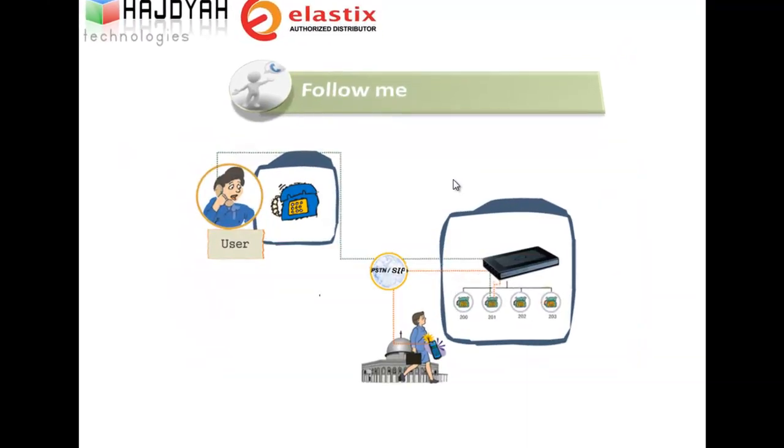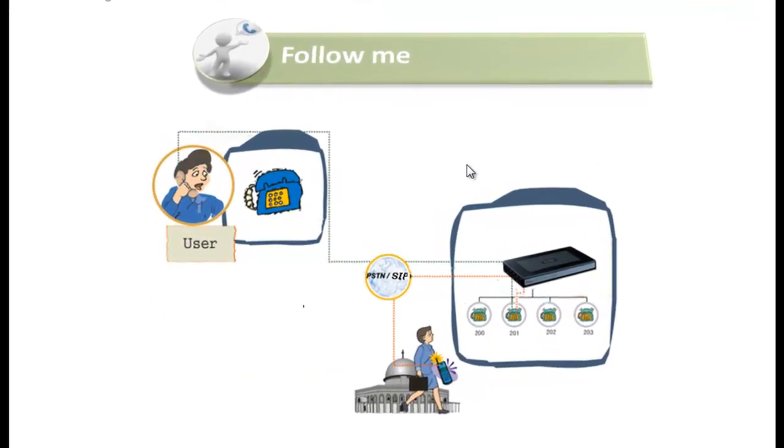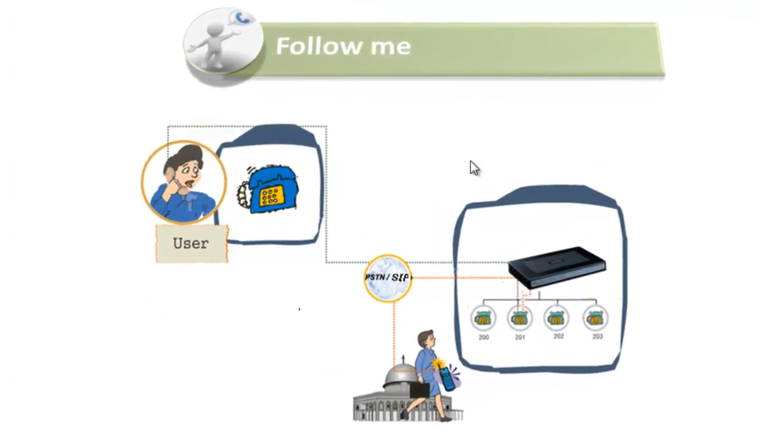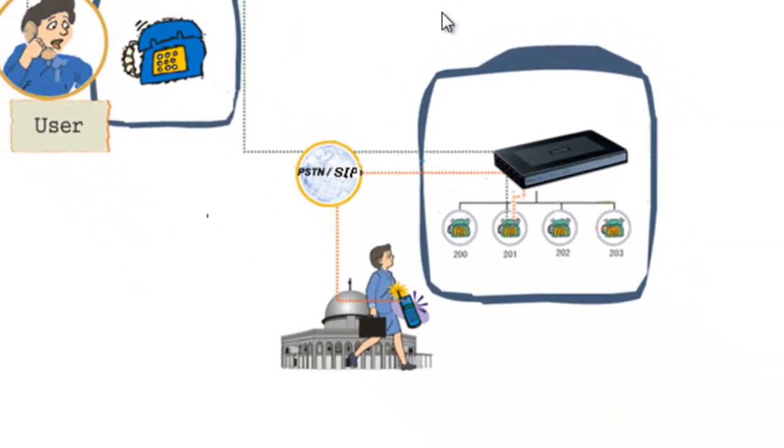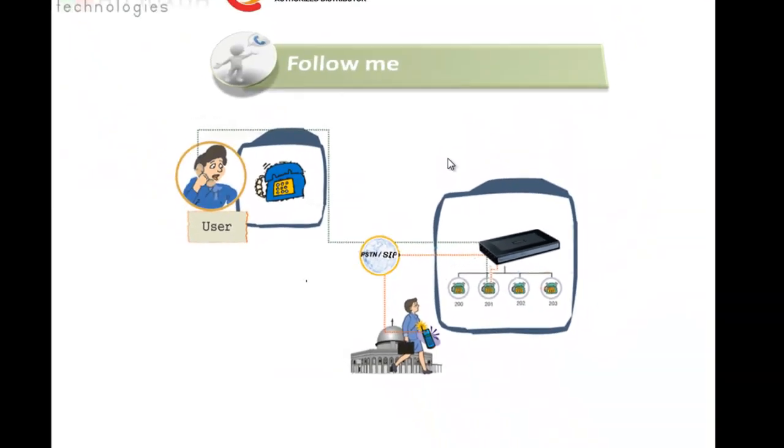Follow Me is a feature where you receive your office calls on your personal mobile. Simply, you redirect the calls from your office to your mobile phone and you can speak without any interruption.